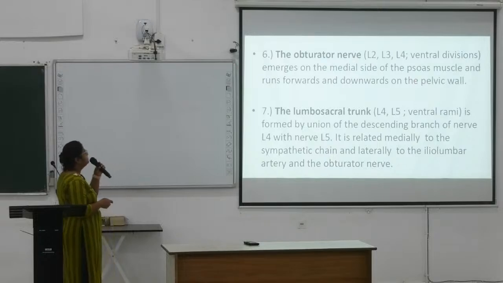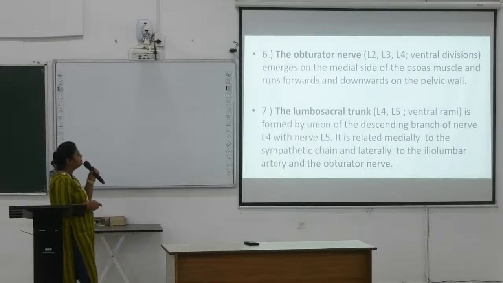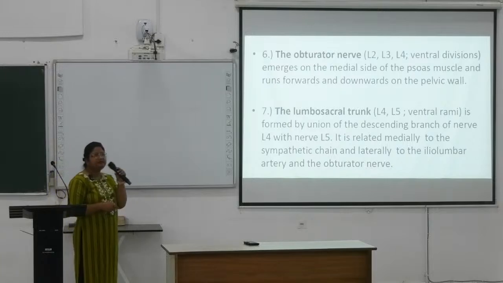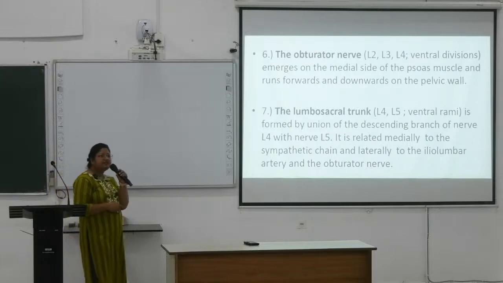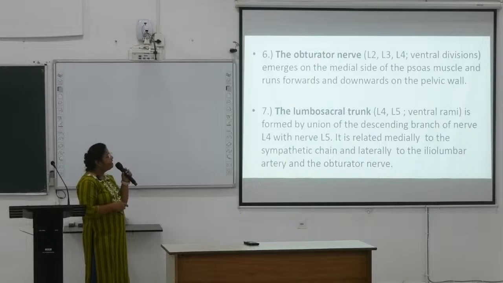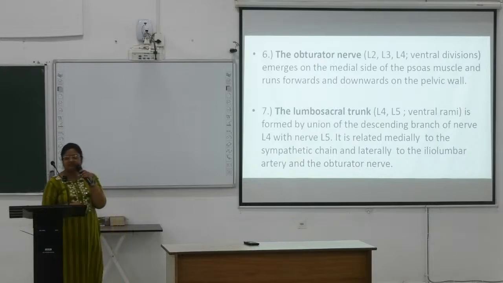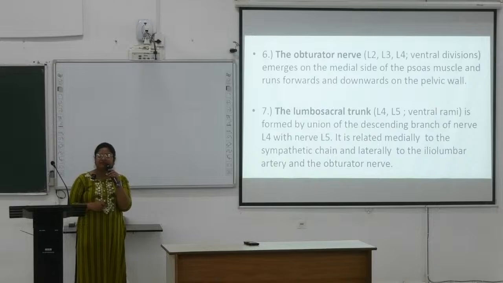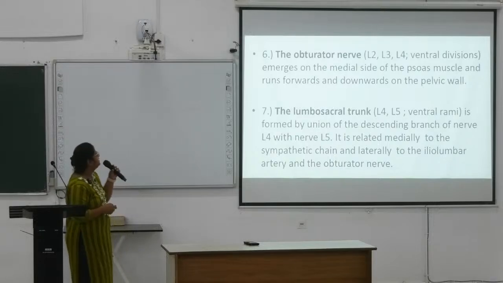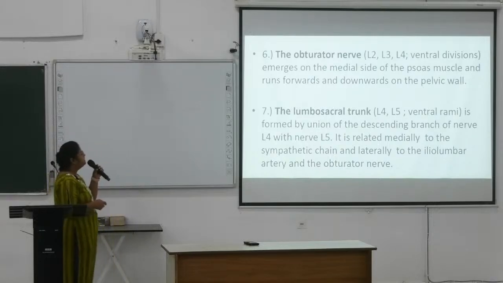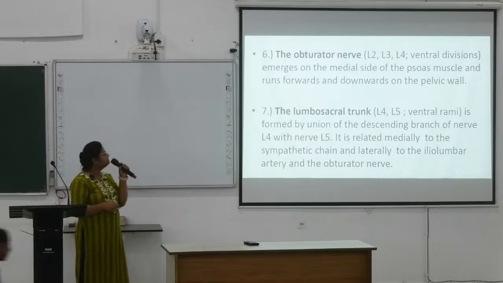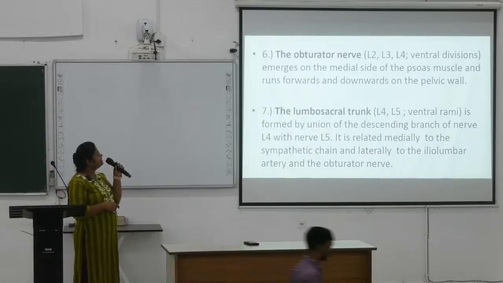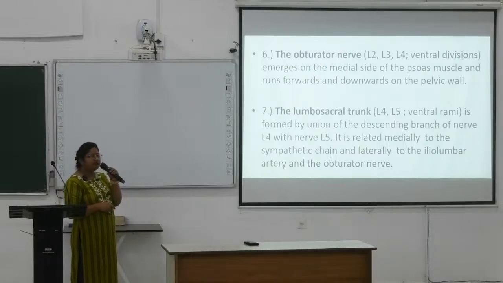So it emerges on the medial side of the psoas major. It is the only nerve emerging from the medial side. That's why you can identify. Very frequently asked in your viva, where will you find the obturator nerve? Okay. So it emerges on the medial side of the psoas major muscle and runs forward and downward on the pelvic wall.